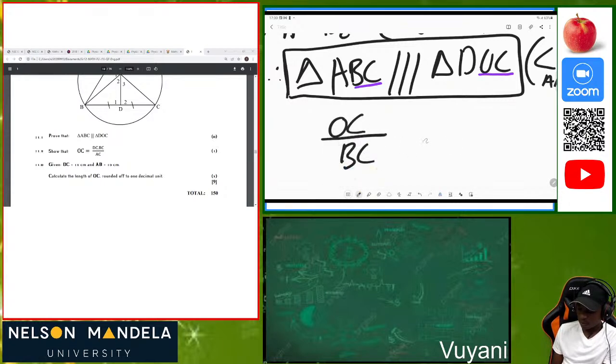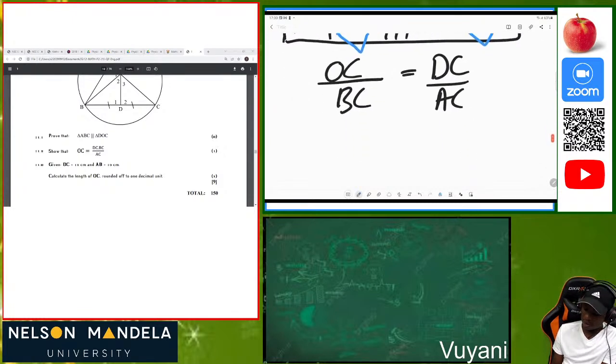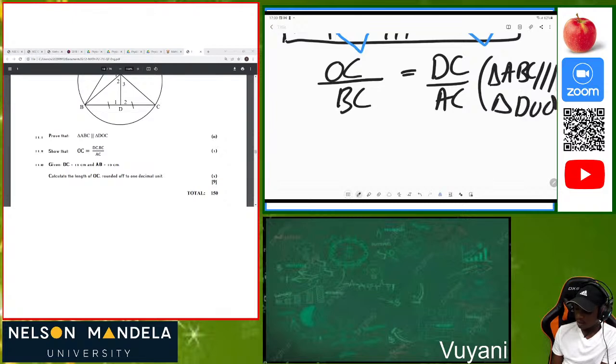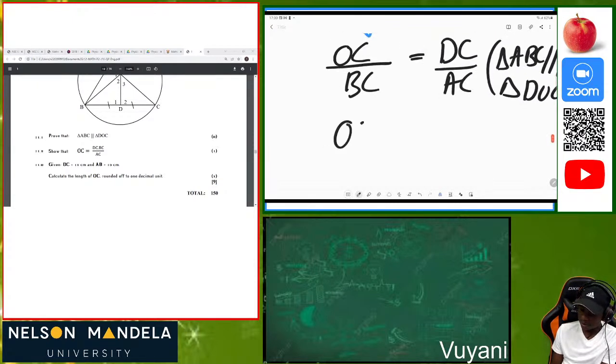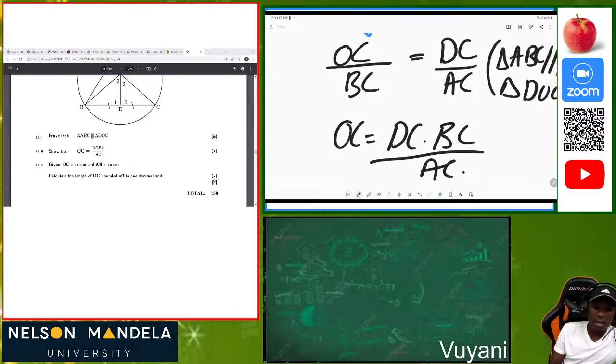These two are equivalent to DC over AC. Do you see that? Then what is our reason? The reason is that the triangles are similar to each other. So you can just say that triangle ABC is similar to triangle DOC. Then you're done. After that, you cross multiply, and you end up having OC is equal to DC times BC over AC. Then you're done with that one.